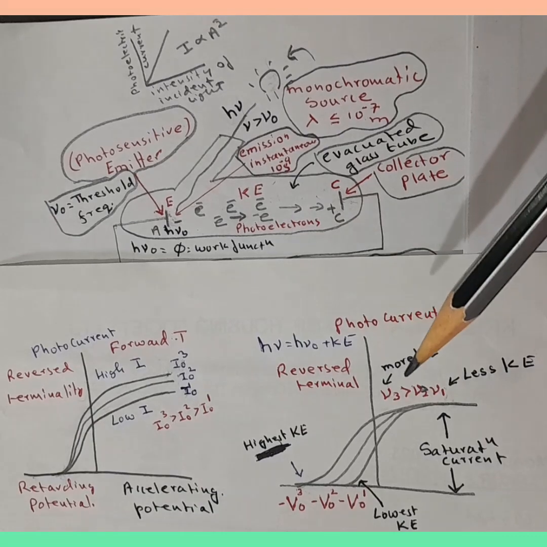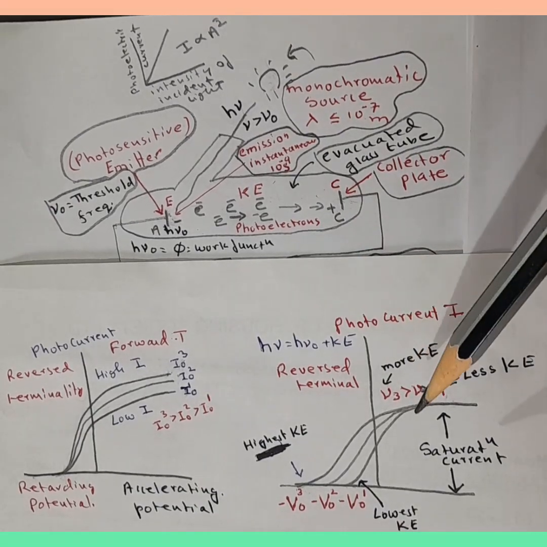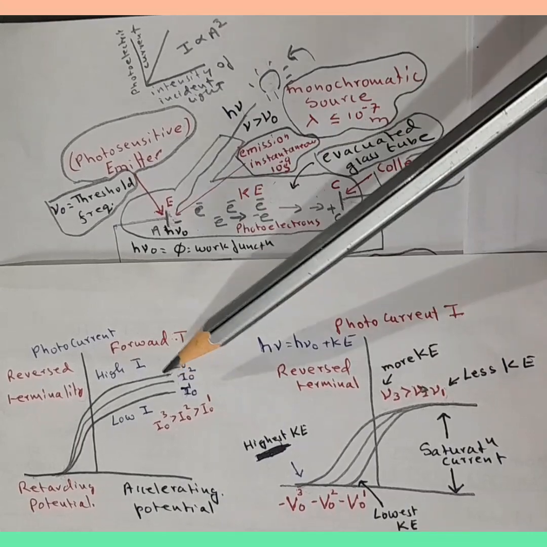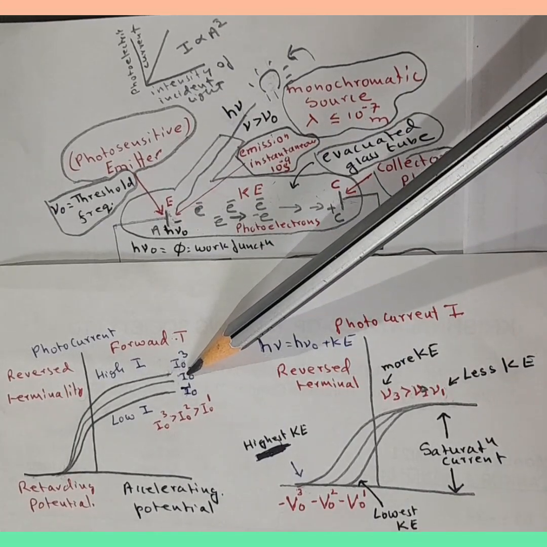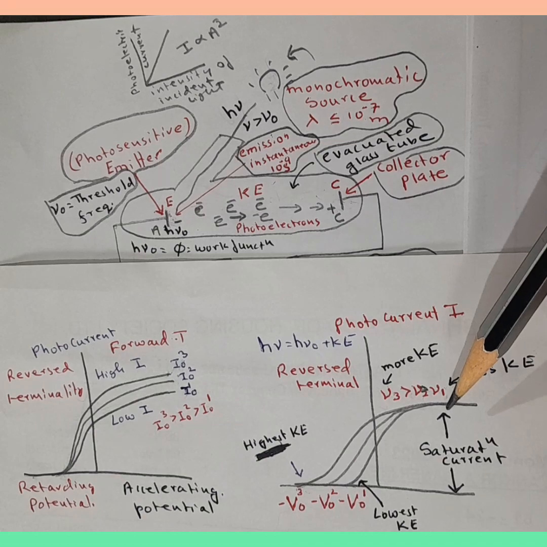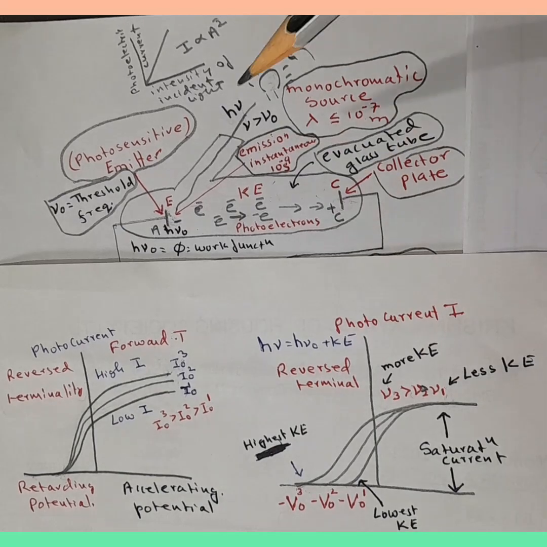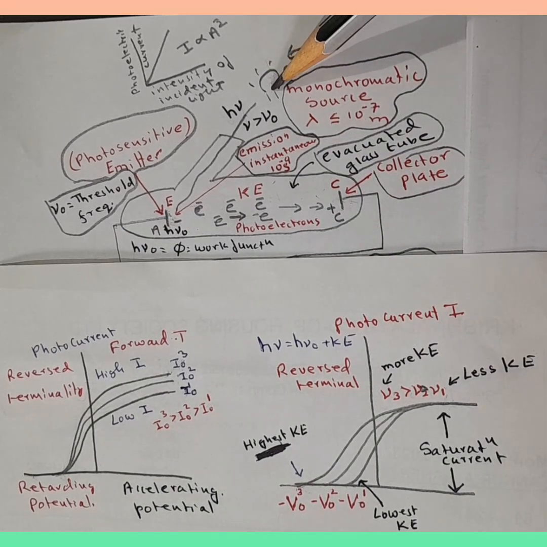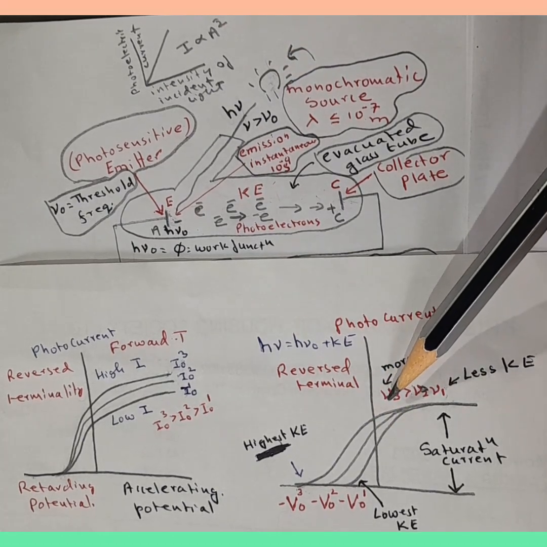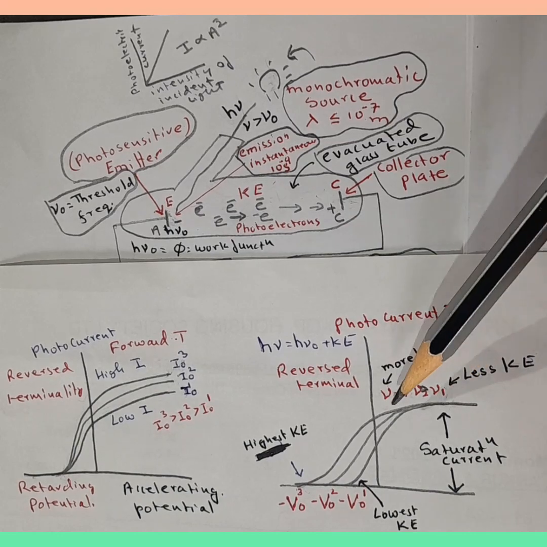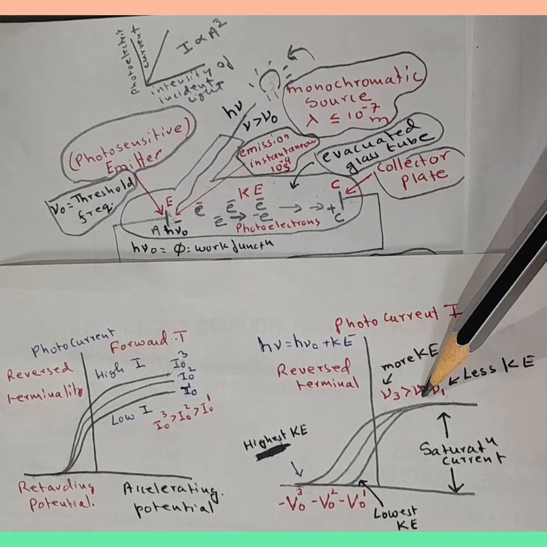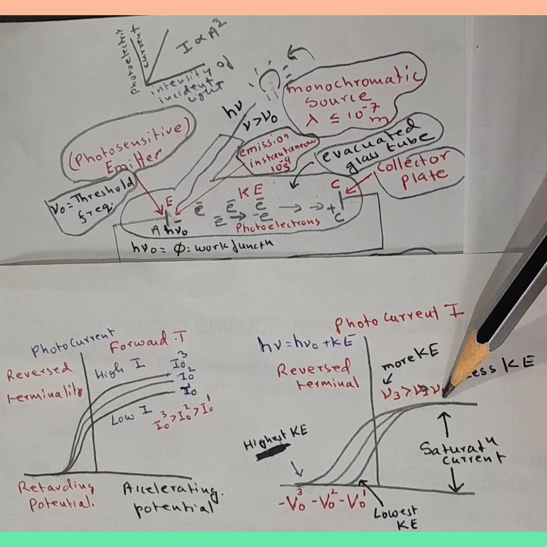Now let's understand the effect of frequency. We already saw the effect of intensity on photocurrent. Now we intend to observe the effect of frequency on photocurrent. So we changed the intensity in the earlier situation. Now we are changing the frequency, h nu, so the energy is increased. In this case, we have frequency 3, 2 and 1, with frequency 3 being greater than frequency 2, being greater than frequency 1.